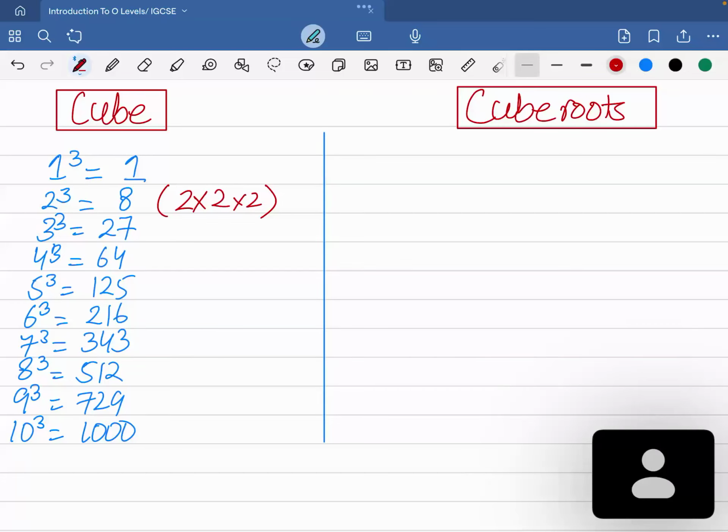So the formula for finding a cube would be n cube, and n cube means n times n times n. If you don't remember, multiply any number 3 times. Agree? So now beta, we understand what cubes are. So now we can easily find out what cube roots are. Let's proceed with that.